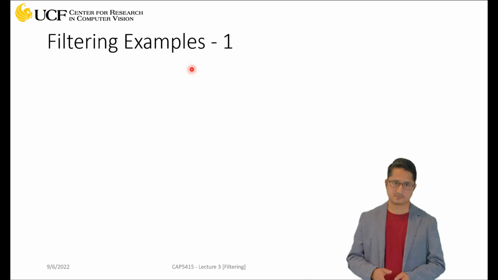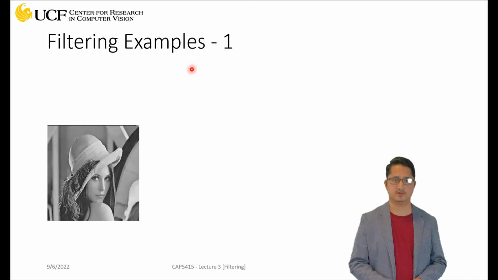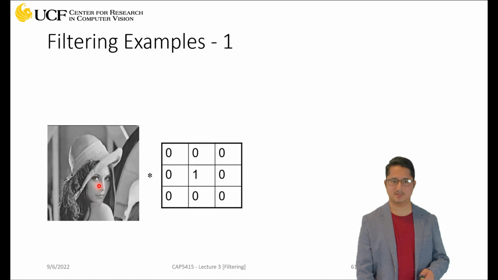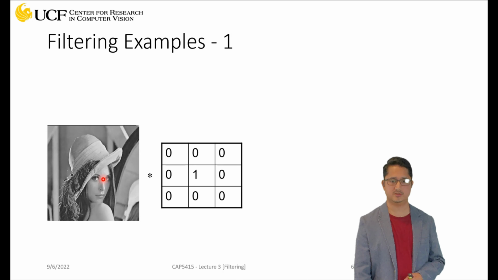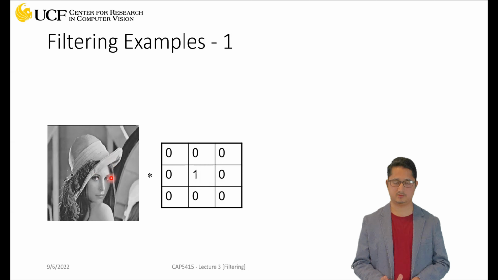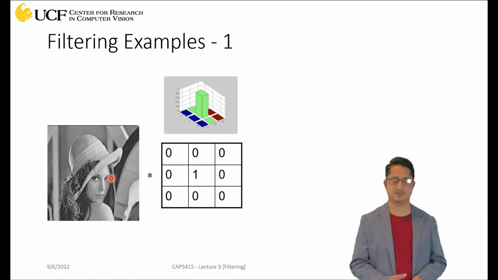All right, so let's talk about some interesting filtering examples. This is your input image. You have seen this image a lot, and we will use it repeatedly in this course. It's the very famous Lena image. In this case, this is our kernel. You can see the kernel is all zeros with a one at the center. Most of you can easily guess that if we perform filtering using this kernel on the input image, it won't change anything. The image will still remain the same.